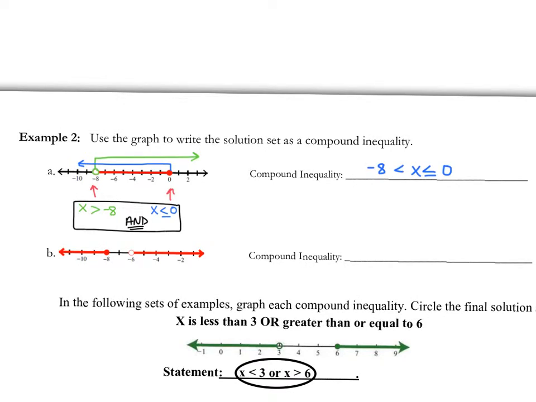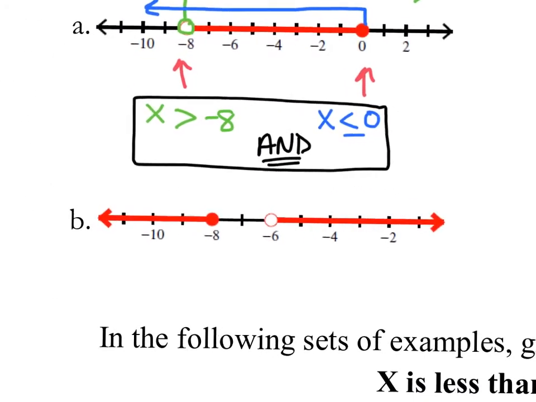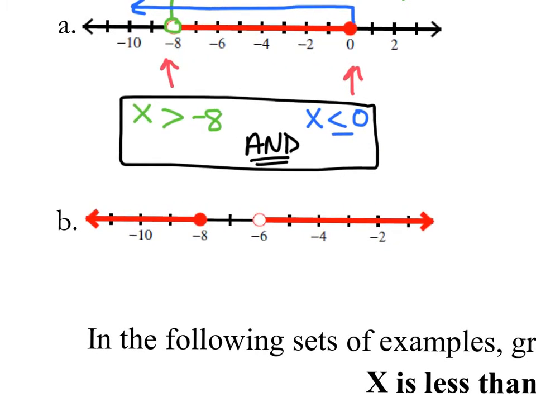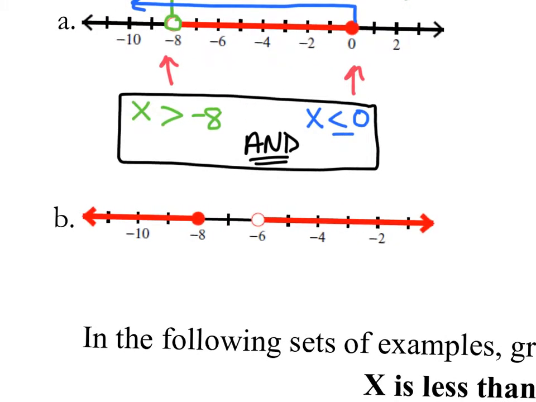All right, and we will now write our or problem. This one's a little bit easier, I think. Okay, so we are going to just take a look here. This is an or problem because the arrows are going opposite ways, and yet there is still shading. Remember, if they're going opposite ways for an and problem, there's going to be no solution because there's no overlap.